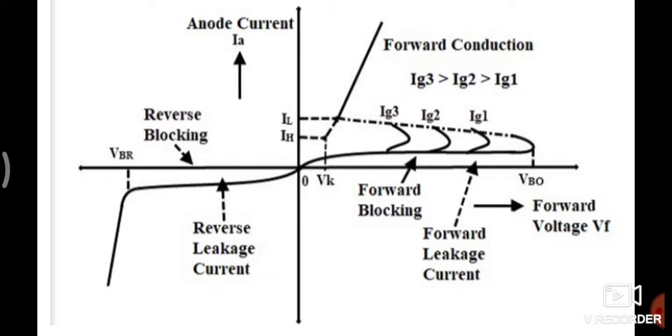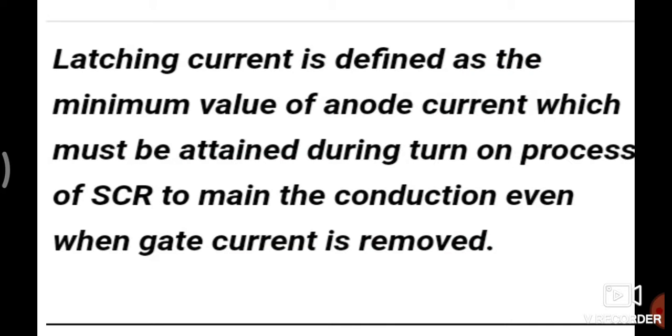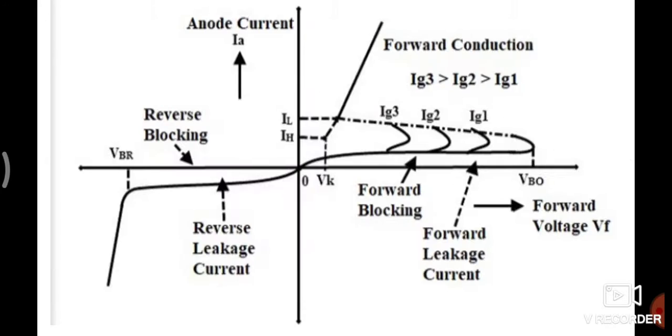So this latching current is the minimum current required to turn on the SCR when the gate current is removed. Okay? This is the definition of the latching current.